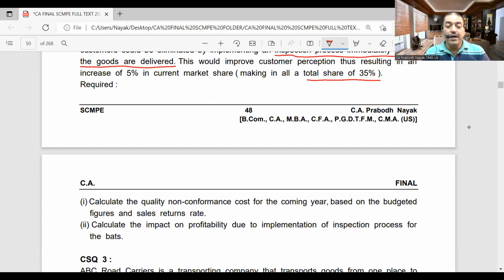Required: calculate the quality non-conformance cost. So what is this question all about? Cost of quality. This question is based on cost of quality. Non-conformance cost for the coming year based on the budgeted figures and the sales returns rate. Calculate the impact on profitability due to implementation of the inspection process for the bats. Okay, looks pretty simple, but may not be. Let us see.